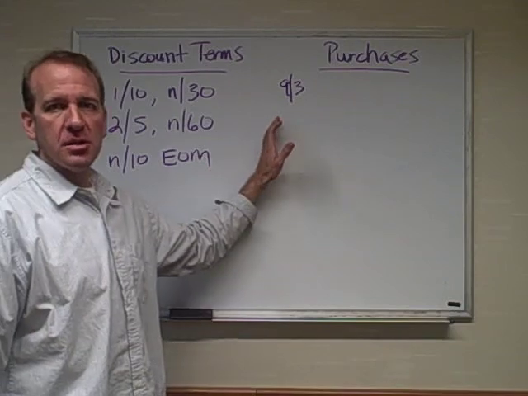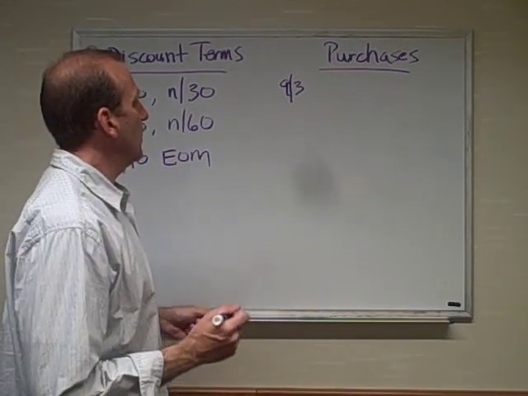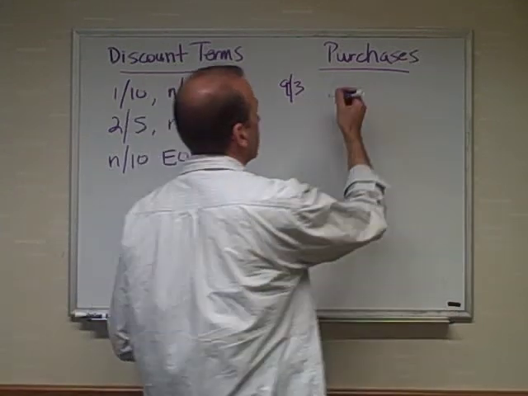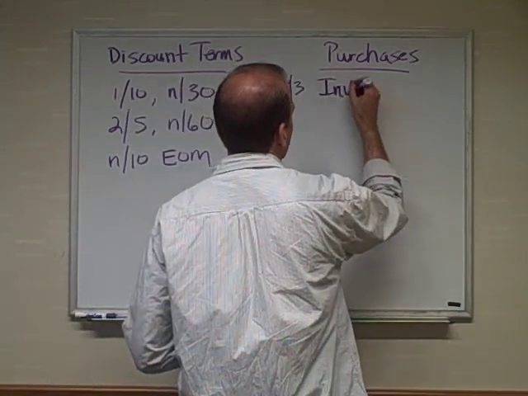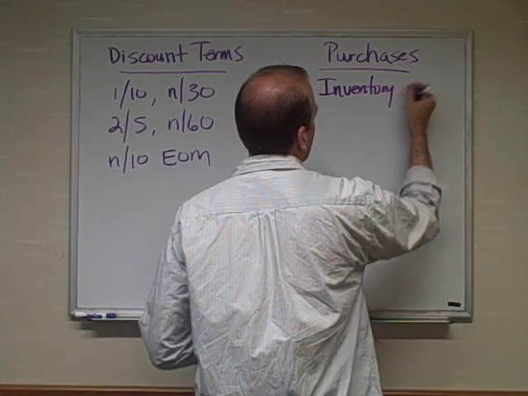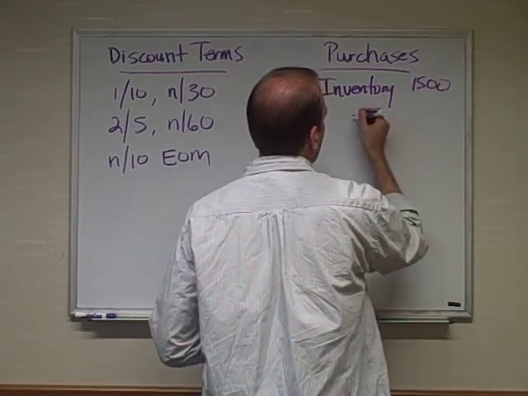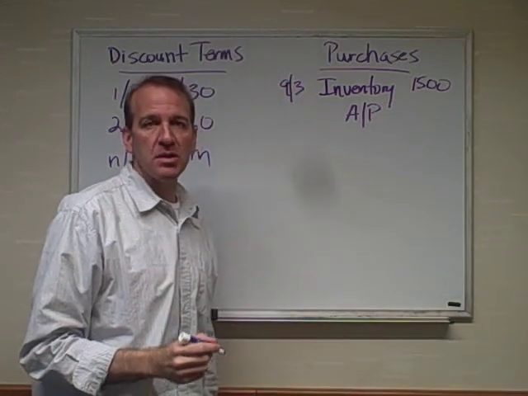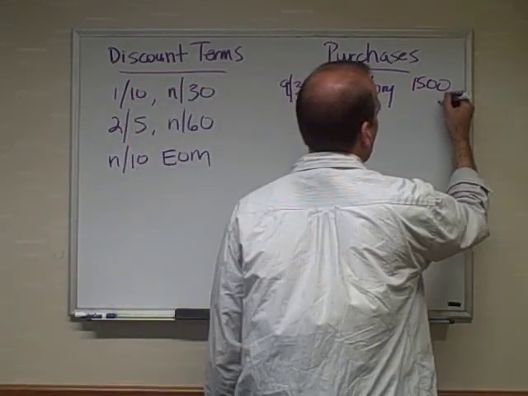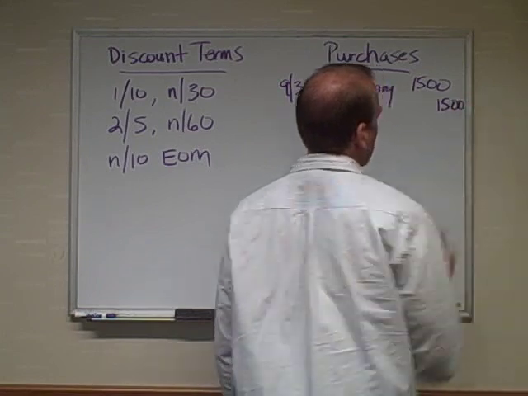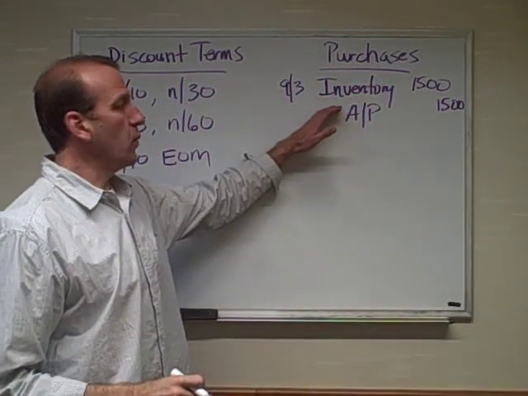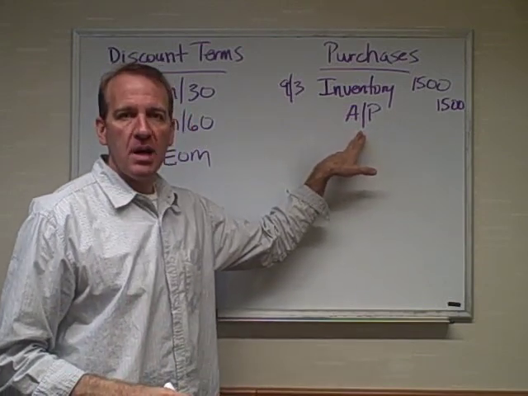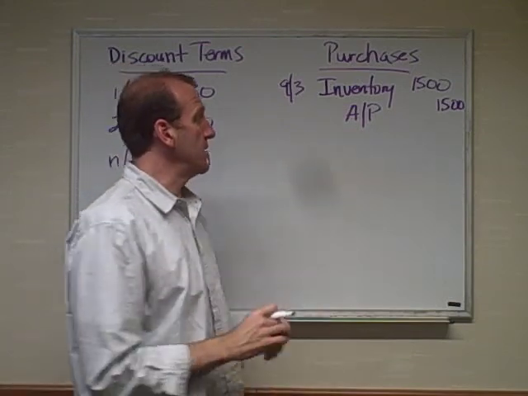Let's say that you're purchasing some inventory, and let's say that we purchased it on September 3rd, $1,500 worth of inventory. So we received inventory, so we're going to debit inventory 1,500, and then we're going to credit A/P, which is accounts payable, 1,500. So we debited inventory, we increased our inventory, which is an asset, and then we've increased our accounts payable, which is a liability, meaning we owe the 1,500.